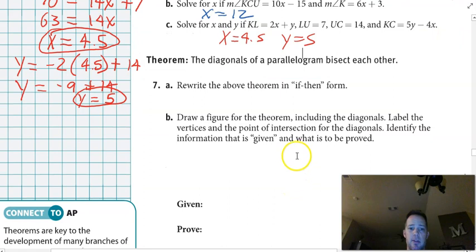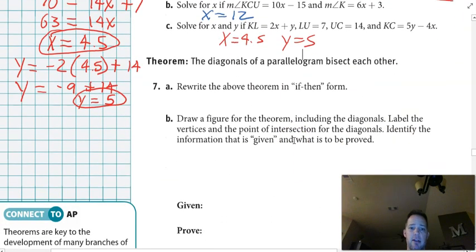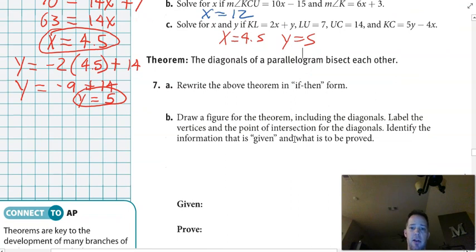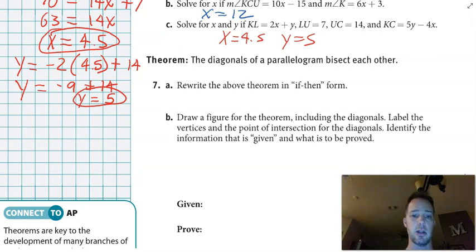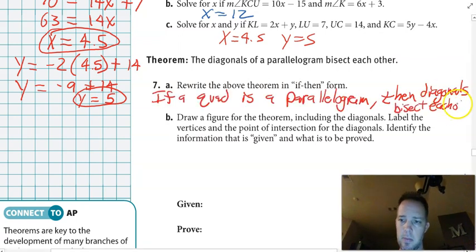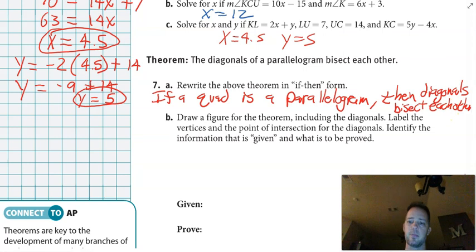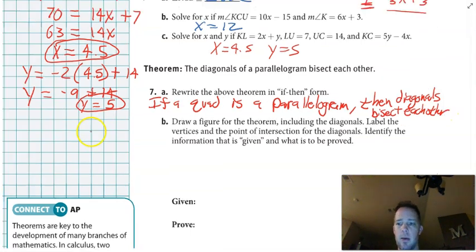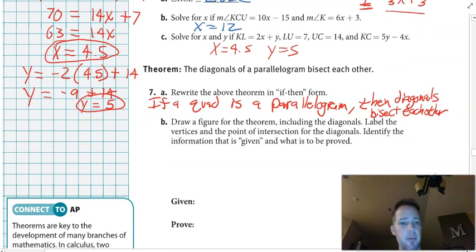Moving on to 7, rewrite the above theorem in if-then form. The diagonals of a parallelogram bisect each other. Okay, so if a quadrilateral is a parallelogram, then the diagonals bisect each other. Okay. It looks like we had enough room on there.